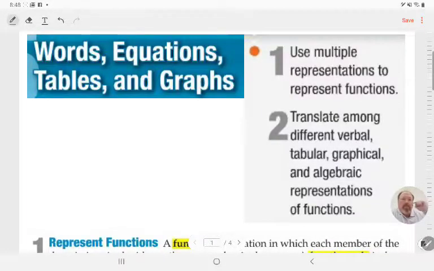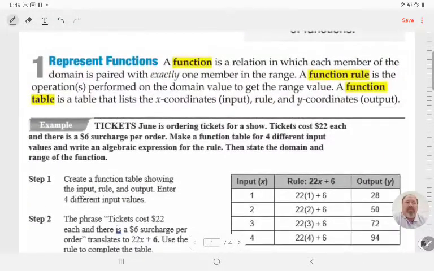All right. So today we're going to be talking about words, equations, tables, and graphs. It's basically 4 ways to represent functions. So we're going to use multiple representations to represent functions, and we're going to translate among different verbal, tabular, graphical, and algebraic expressions of functions. So let's get started.